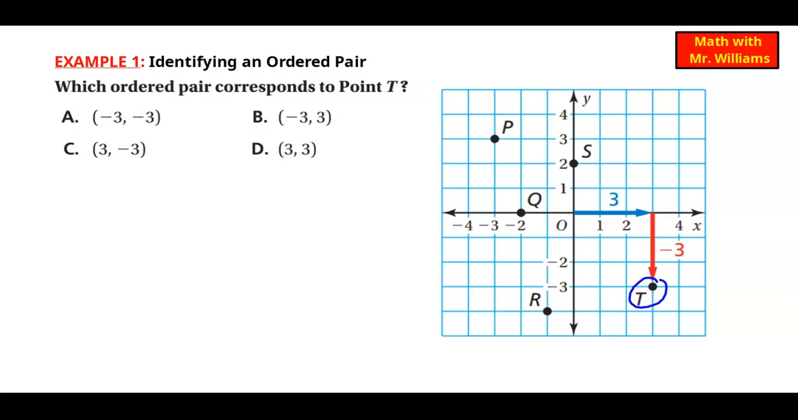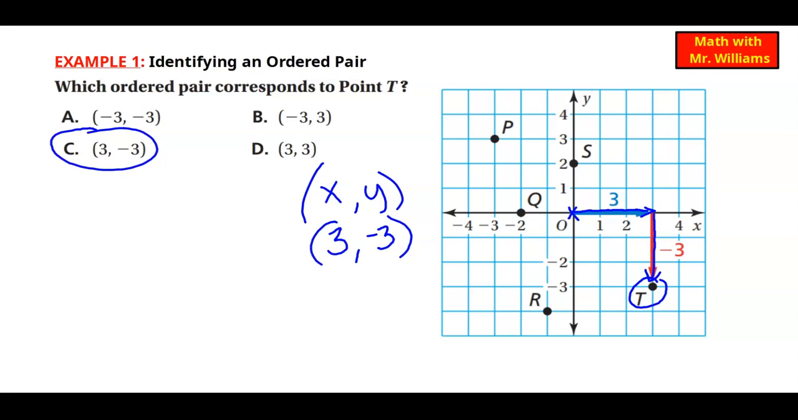And if we start at the origin, we're going to move right for our X number, so that would be 1, 2, 3, and then we're going to go downward 3 spaces to find the letter T. So X, comma, Y, and this would be a positive 3, and then we went down 3 spaces, so we're looking for an ordered pair that is 3, negative 3, and here we go. C is our answer.